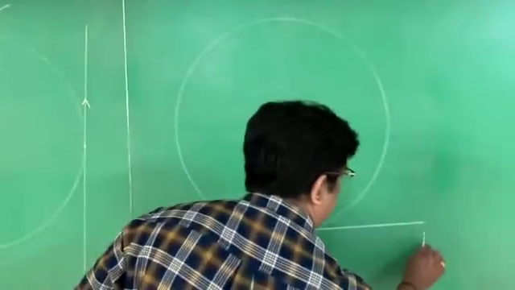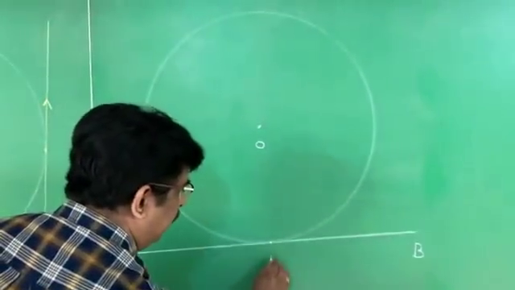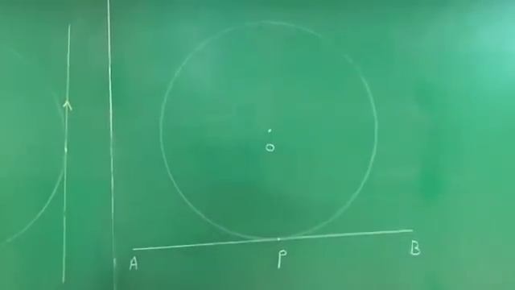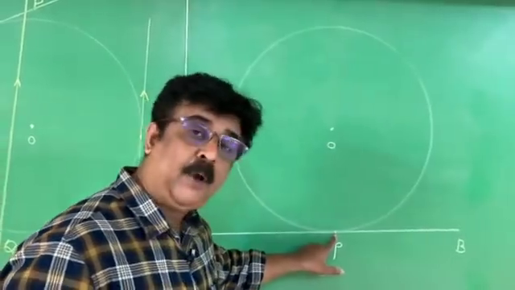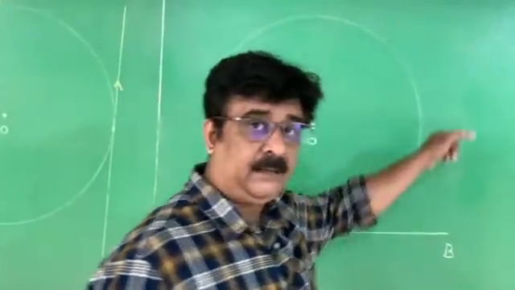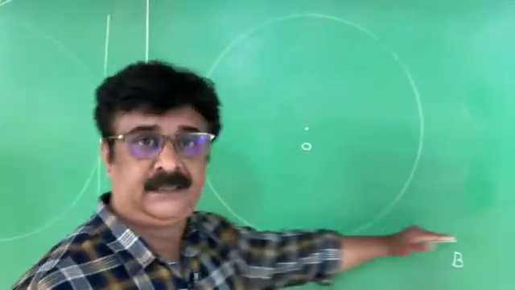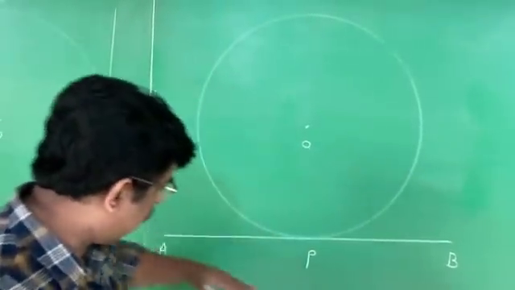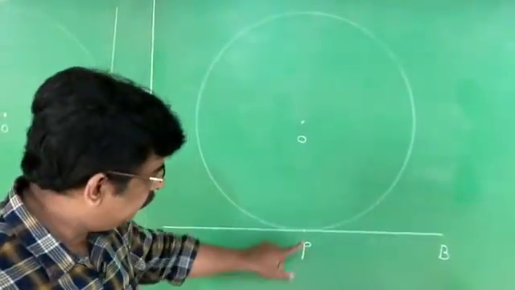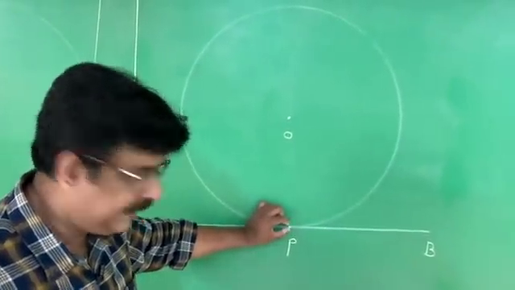AB is what? AB is a tangent. How can I say that it is a tangent? Because it touches the circle at only one point, and that point is called the point of contact. P is called the point of contact. Where is that point P? It is on the circle. The point P is on the circle and also on the tangent. At point P, both the circle and the tangent intersect.